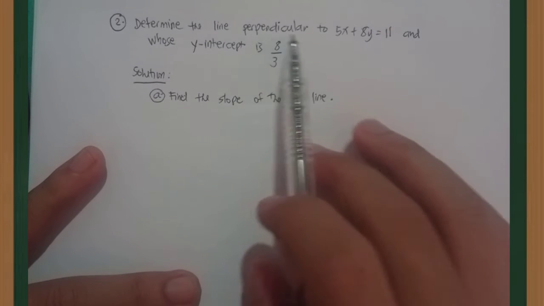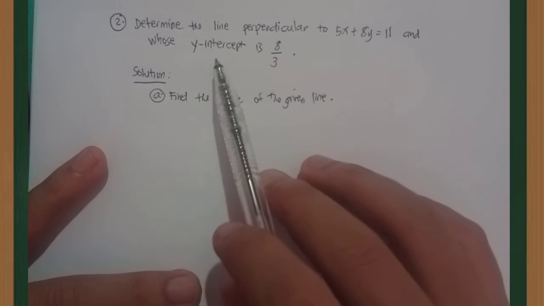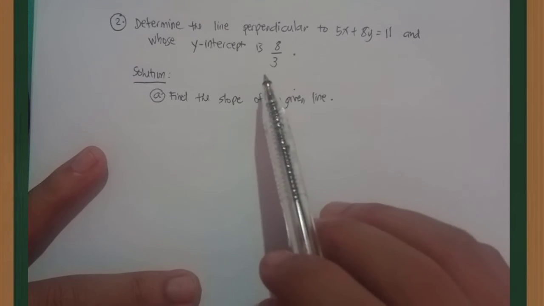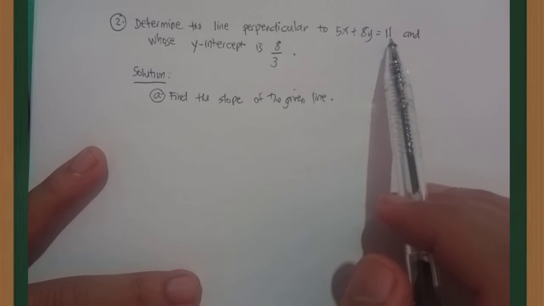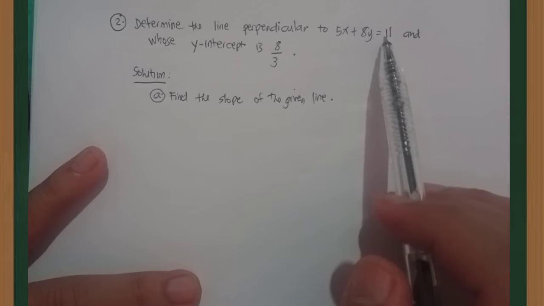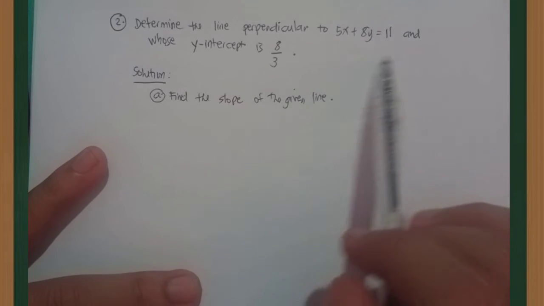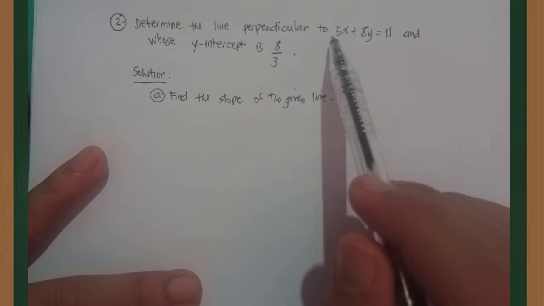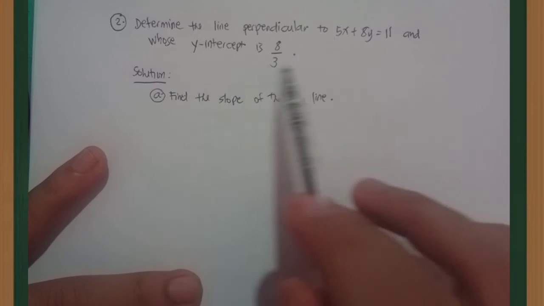Determine the line perpendicular to 5x plus 8y equals 11 and whose y-intercept is 8 over 3. Now, in this example, what is given is the y-intercept of the line. In the previous example, what was given is a point and the equation of a line. Okay, so how to solve this problem? How to find the line which is perpendicular to this given line? Okay, what is given is the y-intercept.